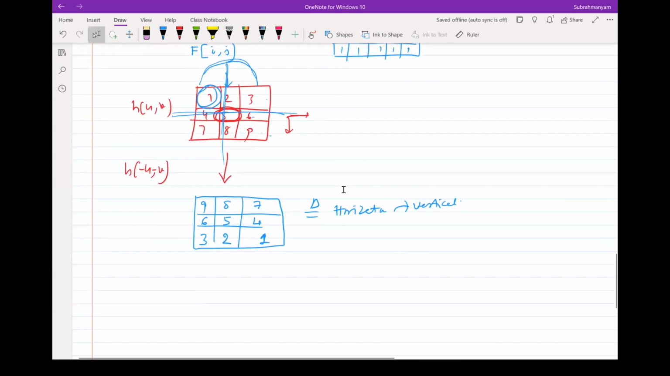What do I mean by that? Say for example, I do just a horizontal flip there. Then what do I get? Just rows. This row would come here, this row would go there. The middle row would remain there itself. So I would get here 1, 2, 3. Here I would get 7, 8, 9. This of course 4, 5, 6.